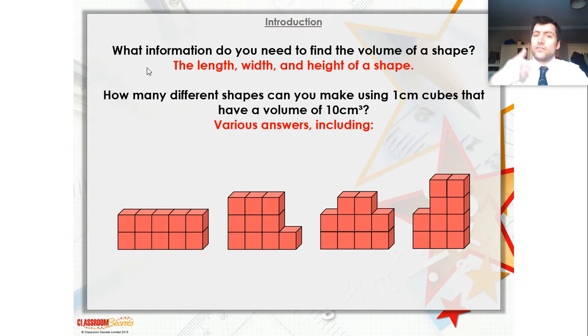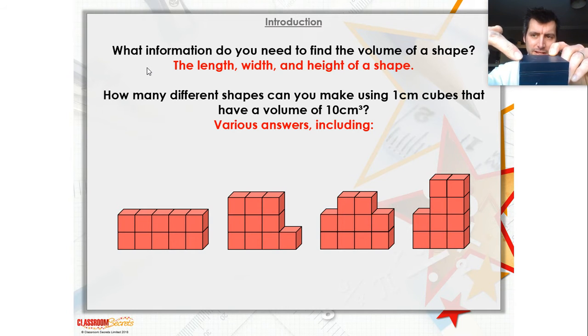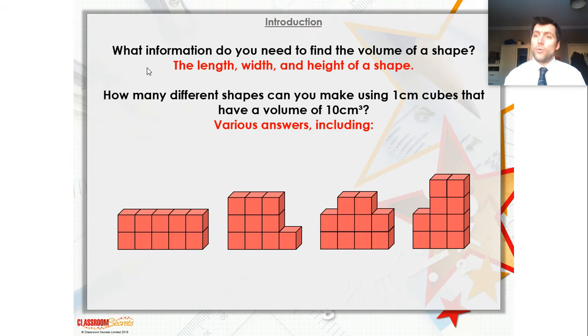So we need the length, width, and the height of a shape. If we were identifying the volume of, say, this cuboid box, we need the length, so how long it is from one side to another. We need the width, so from front to back. I'm doing this badly on the camera. I'm not used to filming. So the length is from there to there, the width is from there to there, and the height is from there to there. Those three measurements, when we have those, we can calculate the volume.